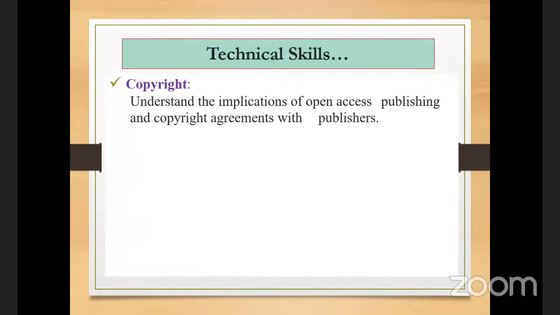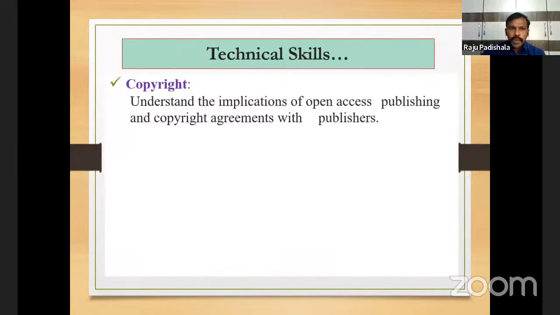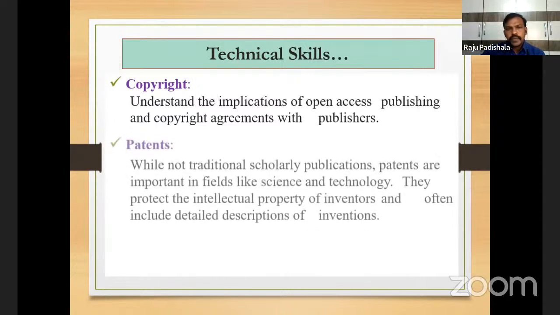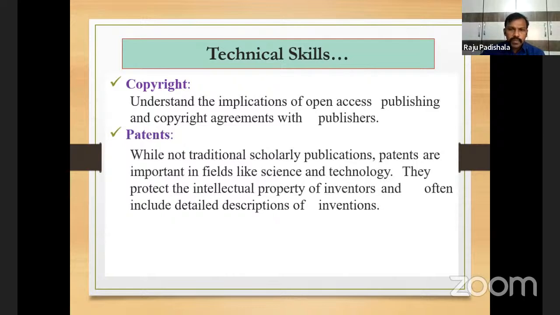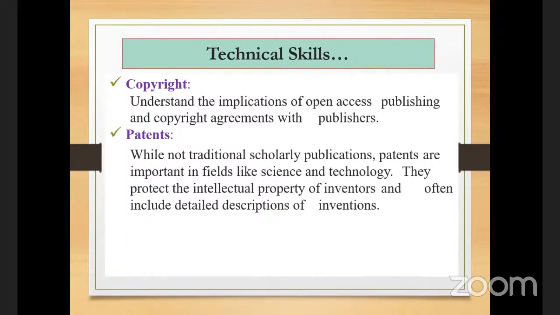And some other technical skills we must understand. Those are copyright: understand the implications of open access publishing and copyright agreements with the various publishers. And we must understand patents. While not traditional scholarly publications, patents are important in fields like science and technology. Patents protect the intellectual property of inventions and include detailed descriptions of inventions.